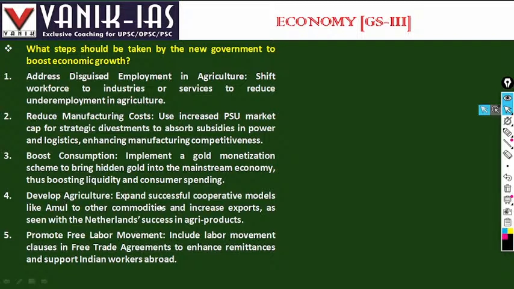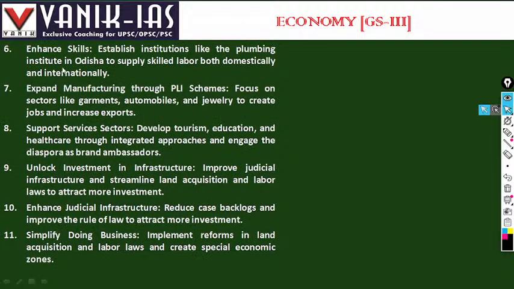Develop agriculture, expand successful cooperative models like Amul to other commodities, and increase exports as seen with the Netherlands' success in agri products. Promote free labor movement, include a labor movement clause in free trade agreements to enhance remittances and support Indian workers abroad. Enhance skills, establish institutions like the Plumbing Institute in Odisha to supply skilled labor both domestically and internationally.